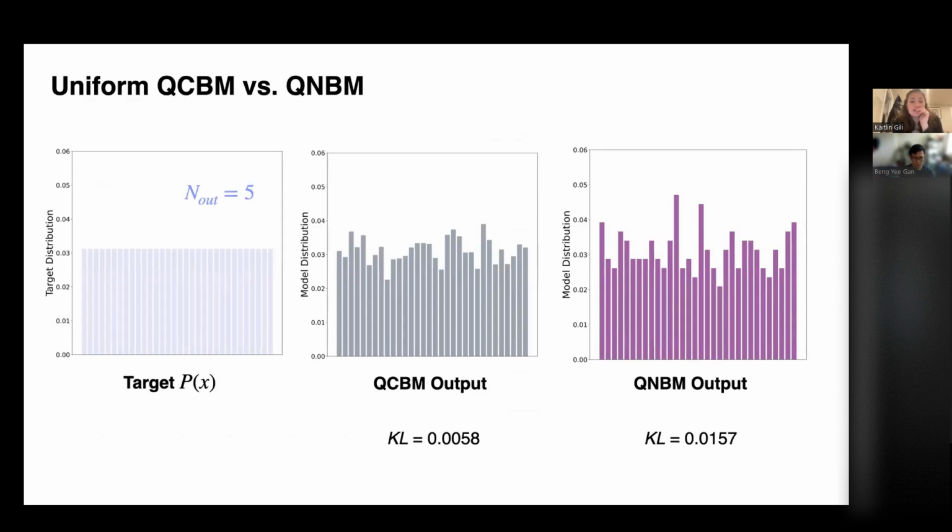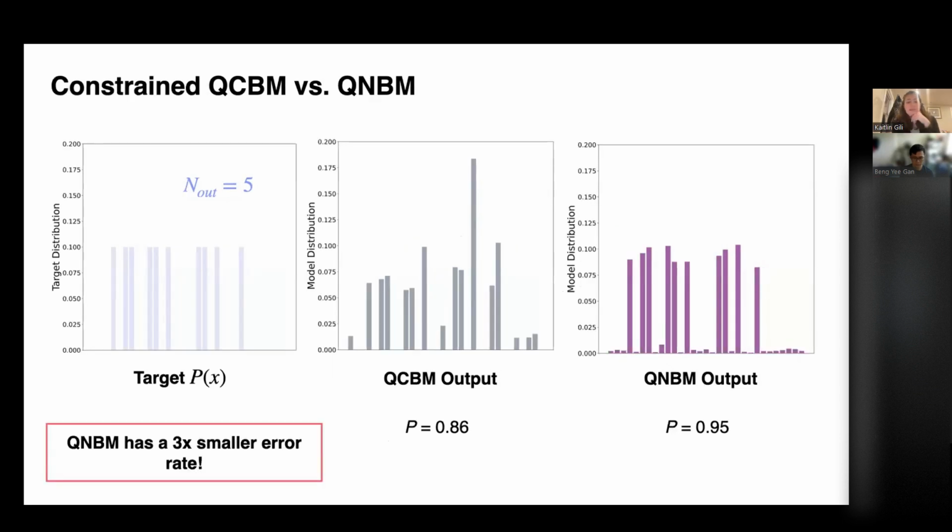When we trained it on just a standard uniform distribution, both the QNBM and the QCBM did fine. The QCBM outperformed the QNBM by a bit. The uniform distribution is quite easy to learn. We did this because we also wanted to compare it to the constrained uniform distribution, which we know is more difficult for the model to learn. We saw that the QNBM was able to outperform the QCBM when we ran this over multiple trials, with a 3 times smaller error rate.